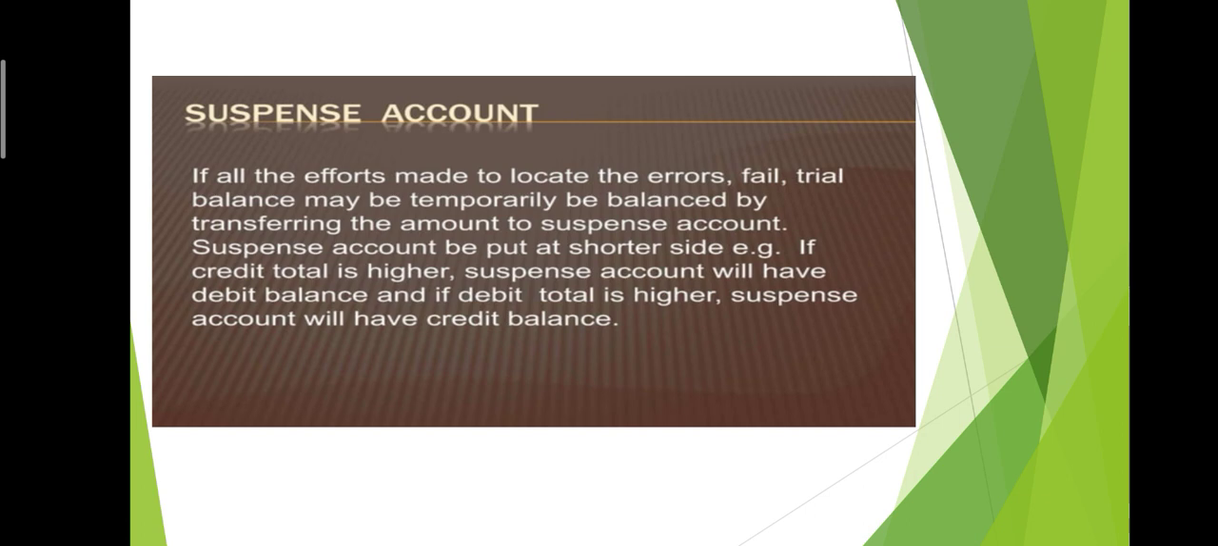The suspense account is put on the shorter side. That is, if the credit side is higher, the suspense account will have a debit balance, and if the debit total is higher, the suspense account will have a credit balance. Later on, when the error is located, it can be rectified through the suspense account. The suspense account will be eliminated when all errors are located and rectified.